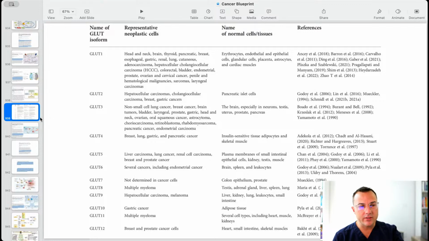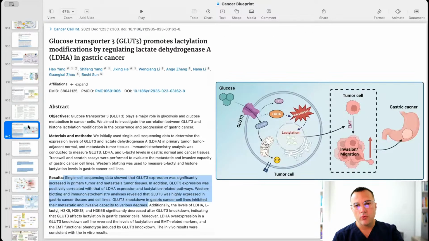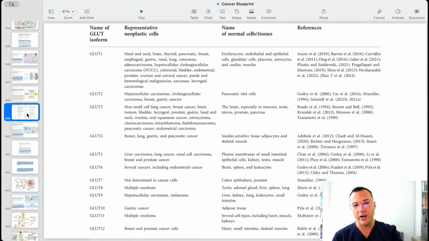And my point is that I'm not trying to rehash which glucose transporters are on particular cancers. I think that would be too much for the level of this video, because it would just be monotonous. We'd just be reading off GLUT1 and then looking at different cancers, right?